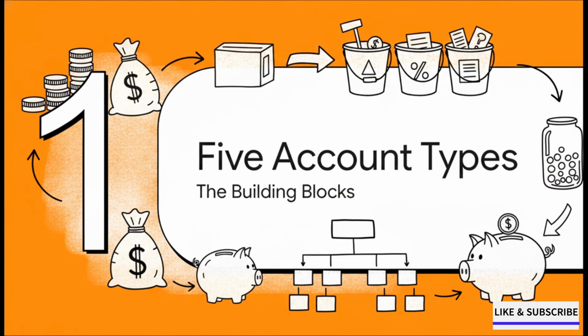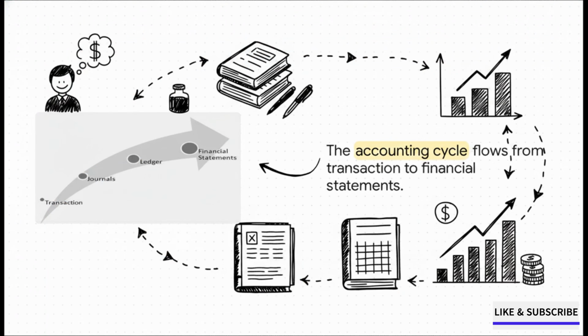Let's move. Section 1. The 5 account types, the building blocks. So, to understand the flow of the money, we first have to understand the path it takes. Every single financial transaction follows this really specific, rigorous life cycle. It always begins with the transaction itself, like, say, an employee working their shift and earning their wages. That transaction gets recorded in journals, then it's posted to a general ledger, and eventually the whole thing ends up on the organization's macro financial statements. It's actually a beautifully systematic flow once you see it.